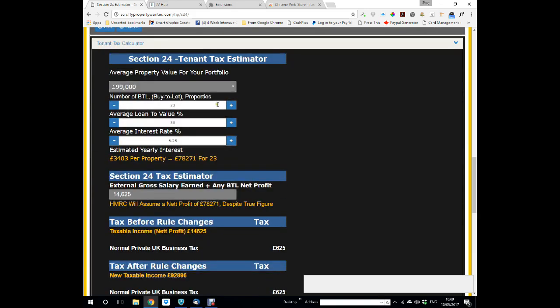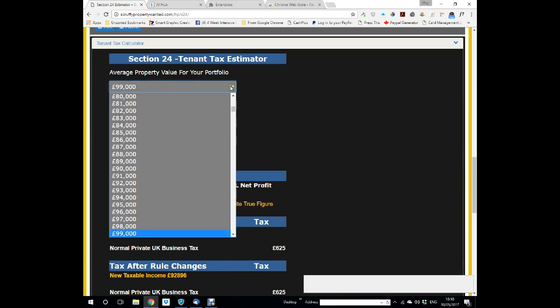So the first thing you need to input, this is a calculator, we need to know the average property value for your portfolio. So if your portfolio is a portfolio of 1 and that house is worth 99,000, well, that's your average property. But if you've got a property portfolio and it's worth 17 million, you've got to divide that 17 million by the number of properties that you've got. So let's assume that your average property value, to keep the figures simple, is £100,000.